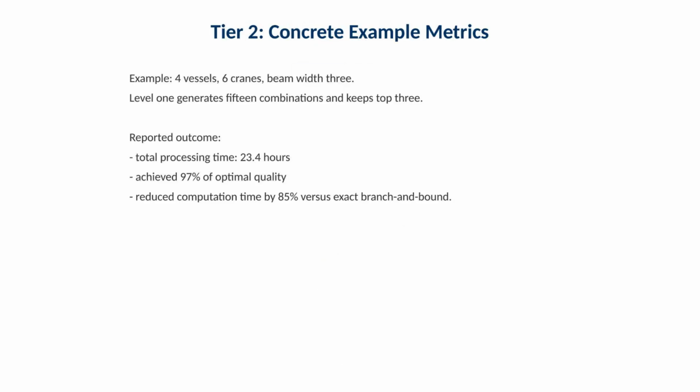In the example, the instance has 4 vessels and 6 cranes, and the beam width is 3. The first level generates 15 combinations and keeps the top 3. The reported outcome is a total processing time of 23.4 hours, achieving 97% of optimal solution quality, while reducing computation time by 85% compared to an exact branch and bound method.